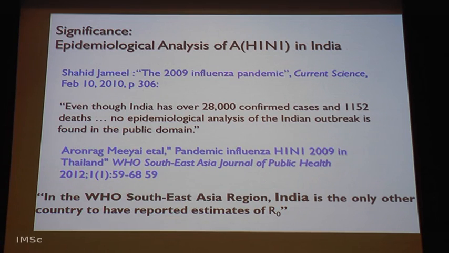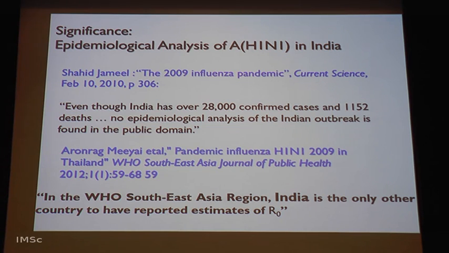So what is the worth of this estimation of the basic reproduction number, which seems to be 1.45? It gives an idea to government officials and policy makers about how strong the infection's transmissibility is, and what control measures we can make. This gives policy makers an idea. This is one of the studies published in Current Science in February.